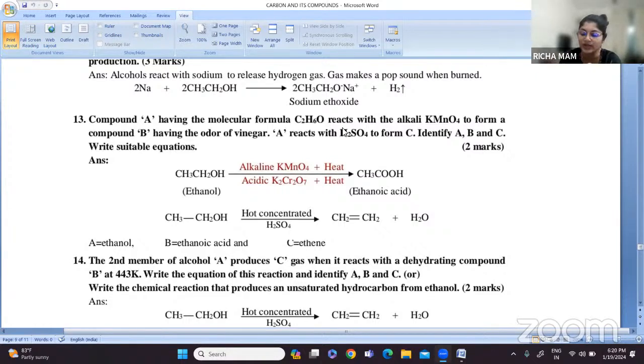Okay, so what is there? There is a compound A. Now, what is this compound A? They have given the molecular formula. From the molecular formula, we have to identify which is the compound A.